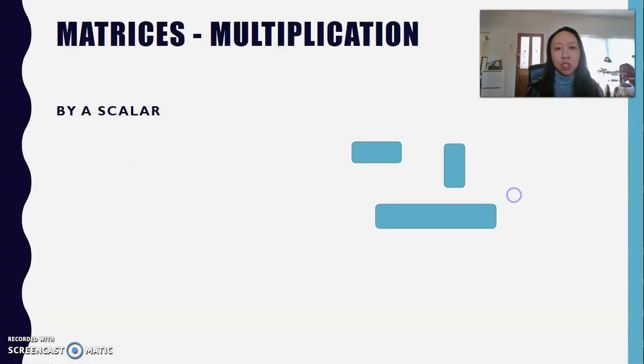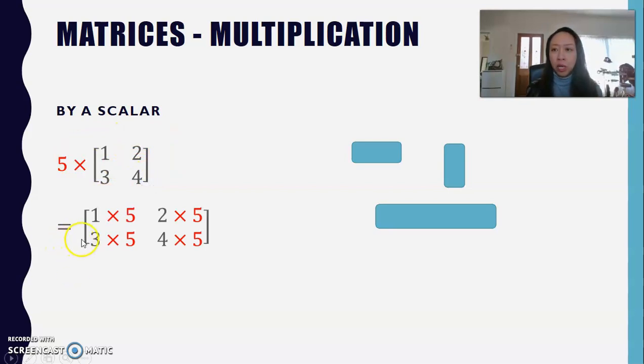So how do we multiply matrices? If we are multiplying a matrix by a scalar, for example, a constant number here, 5 times a matrix, you actually have to times every single element of the matrix by 5. So that's what I'm doing here. So this will give us a value of 5, 10, 15, and 20.